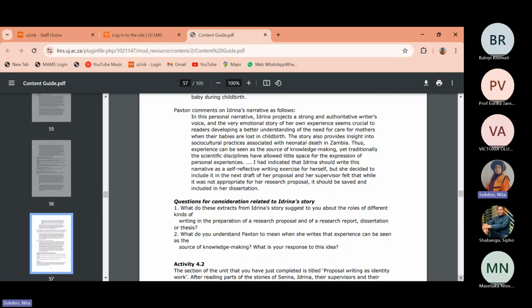Thaxton comments on Adrina's narrative as follows. In this personal narrative, Adrina projects a strong and authoritative writer's voice. The very emotional story of her own experience seems crucial to the reader developing a better understanding of the need for care for mothers, because she's experienced it herself. The story also provides insight into social cultural practices associated with neonatal deaths in Zambia. Thus, the experience can be seen as a source of knowledge making. Yet traditionally, the scientific disciplines have allowed little space for expression of personal experiences.